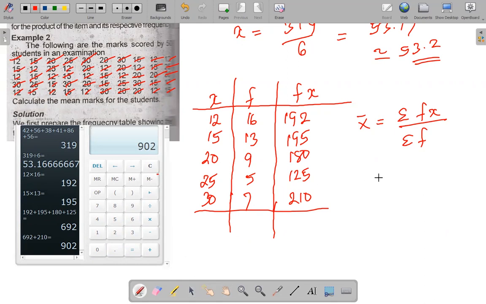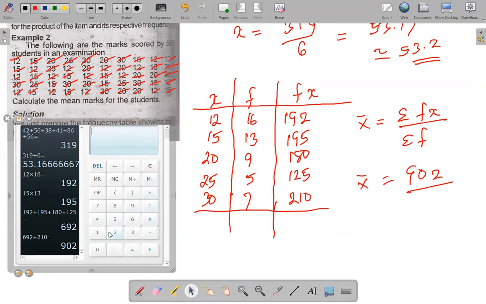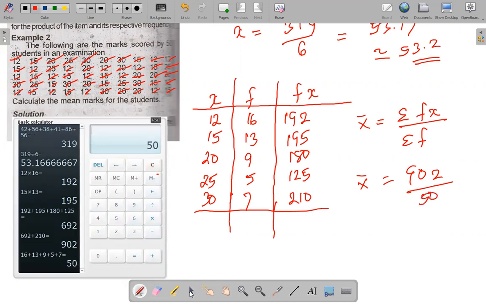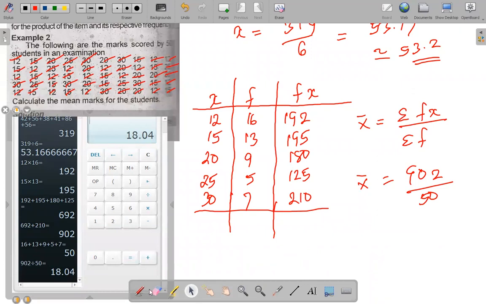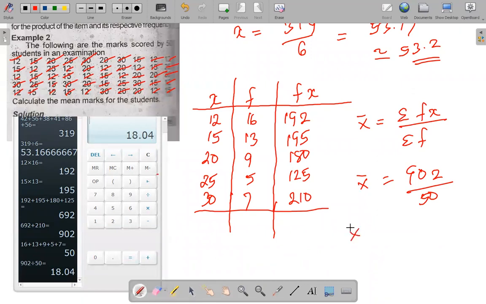192 plus 195 plus 180 plus 125 plus 210, that is 902. So S bar is 902 divided by, we add up this frequency column also, 16 plus 13 plus 9 plus 5 plus 7, which is 50. 902 divided by 50 is 18.04. So S bar is 18.04.